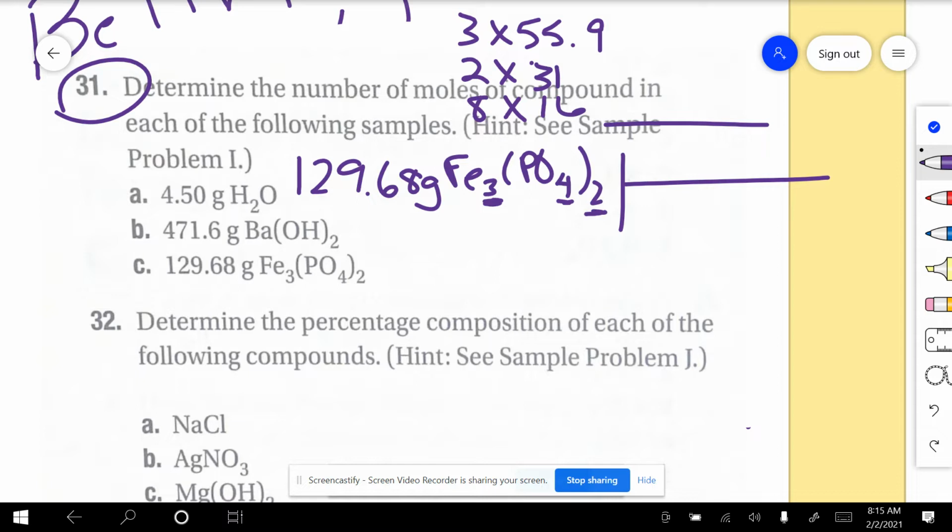Now, if you think that's where you're going wrong on the test every time, that is the easiest fix in the world. So we should be good. Just don't forget your subscripts. Subscripts tell you how many there are. Okay?